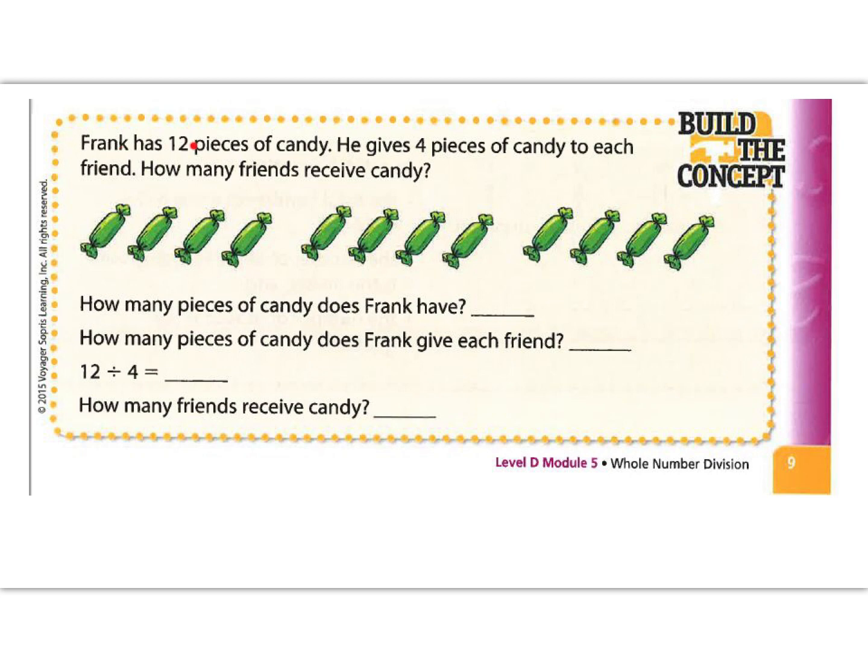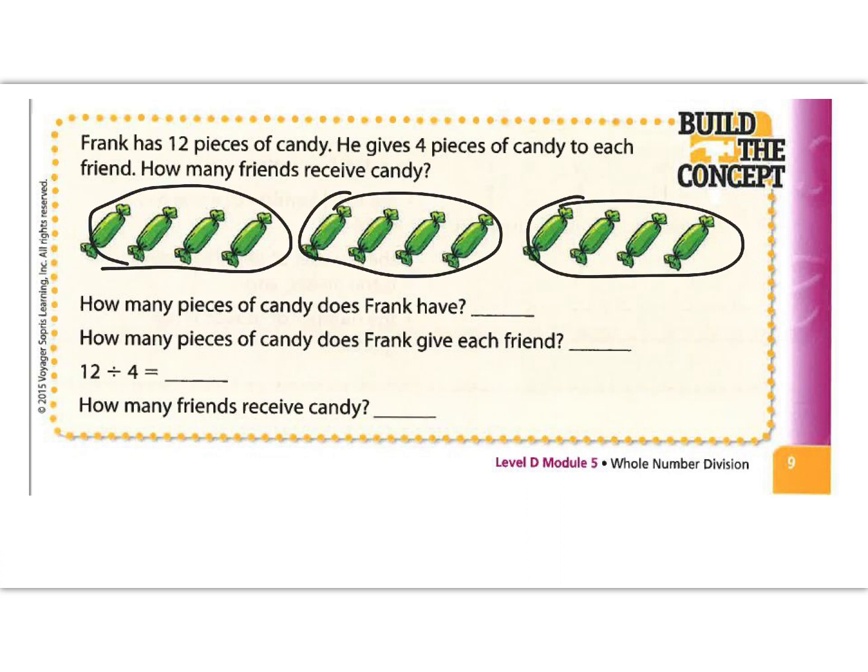This says Frank has 12 pieces of candy. He gives 4 pieces of candy to each friend. How many friends receive candy? Well, we can see that he broke it up into groups of 4. How many pieces did he have total? He had 12. How many pieces of candy does he give each friend? 4. And we can see that there are 1, 2, 3 groups. So 12 divided by 4 is 3. How many friends receive candy? 3 of his friends.